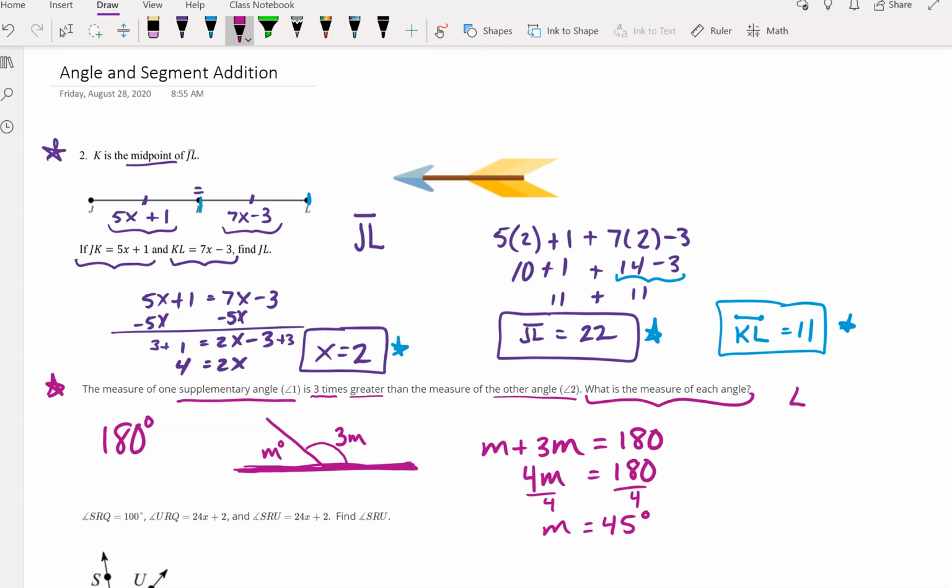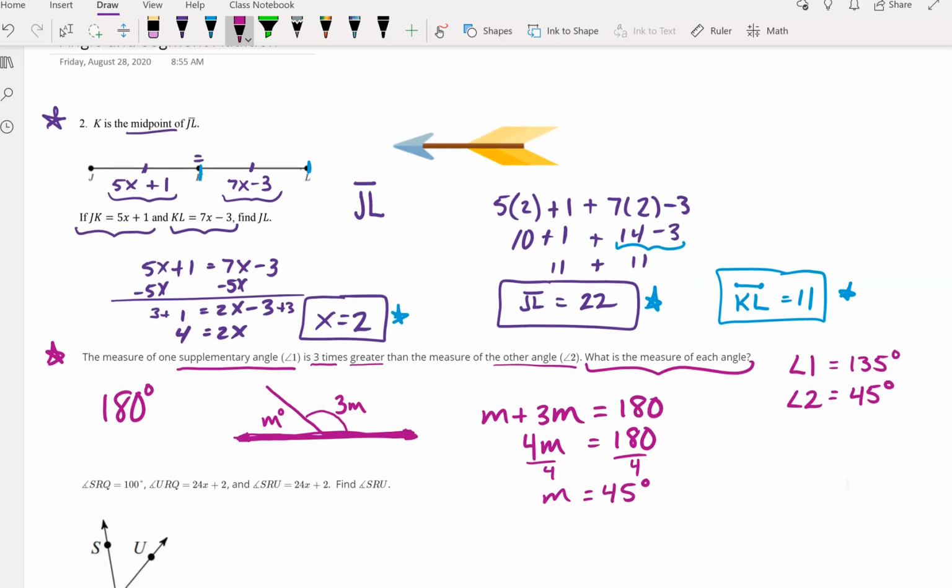Well, it looks like the measurement of angle 1 is going to be 3 times 45 degrees, or 135. And the measure of angle 2, which is the other angle, is going to be 45 degrees. Okay? And again, we'll continue to practice with these ideas of supplementary and complementary angles and adding them together to solve problems. One more example for you, and then we'll be done.